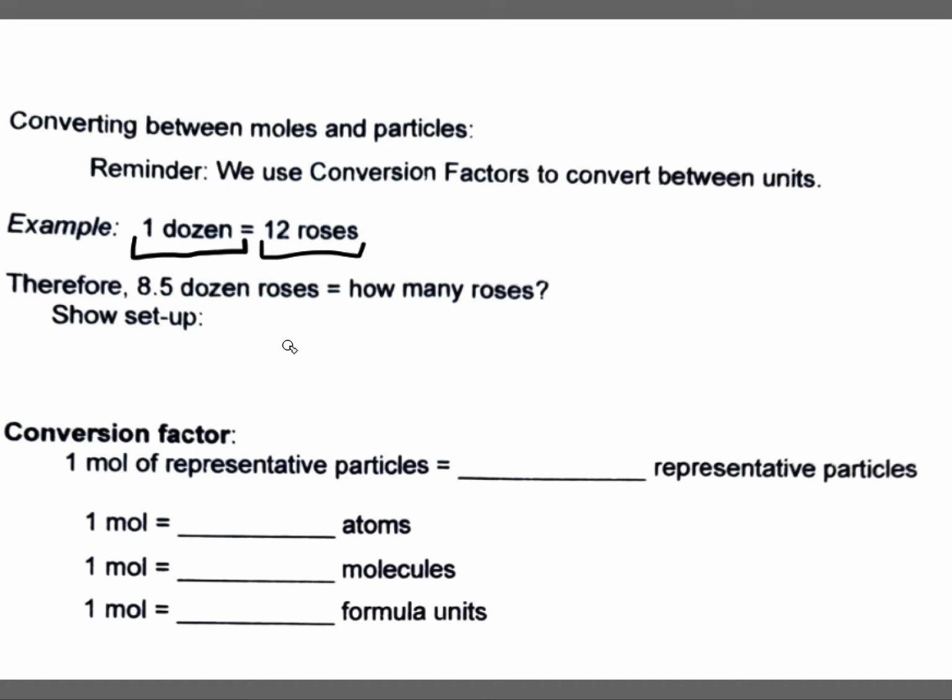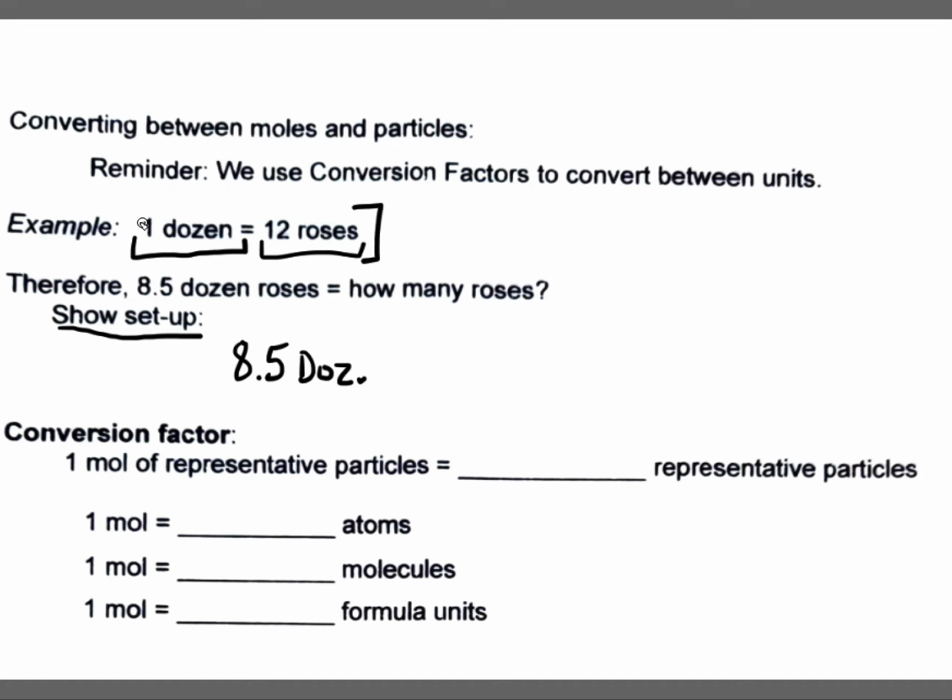I know it's simple, but I'm going to show you a setup that I want you to follow. Even though it seems simple at first, we want to learn how to do this setup now because problems are going to get much more complicated down the road. So let's say we start with 8.5 dozen roses, and we want to figure out how many individual roses that is.